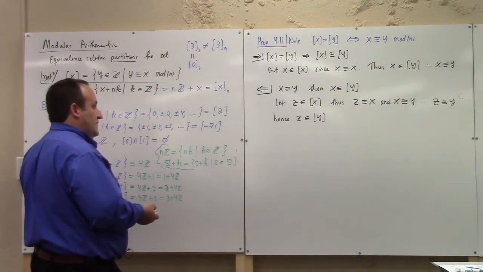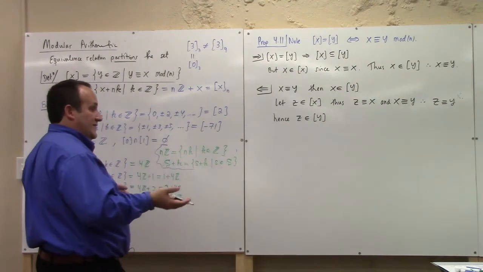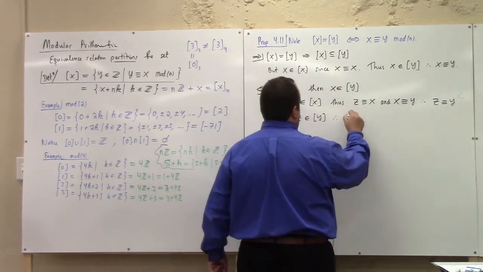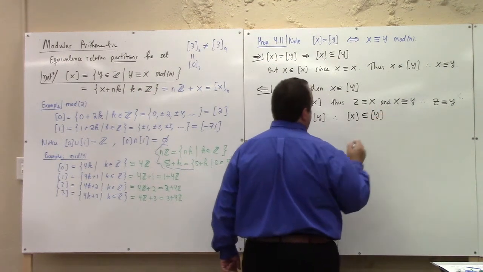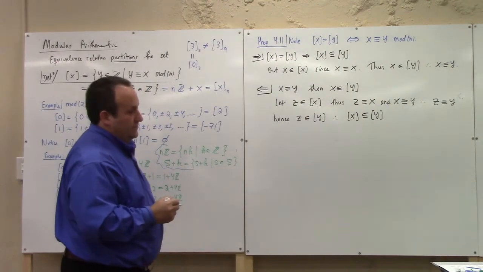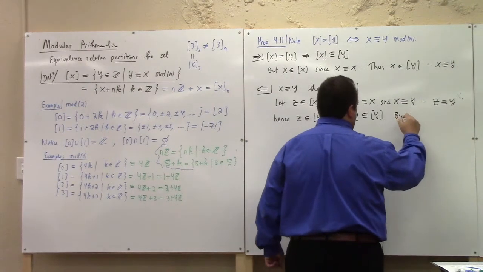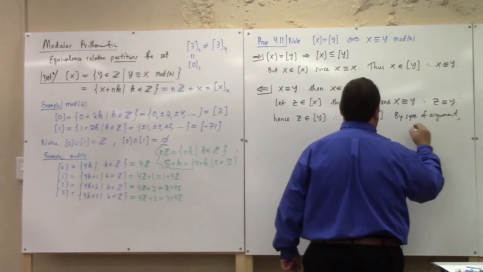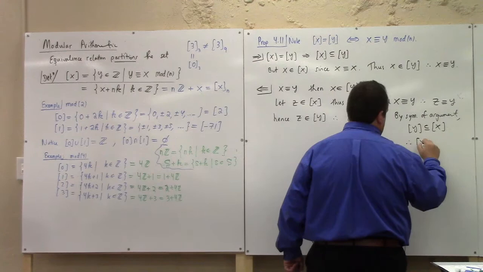So what did I just do? I picked an arbitrary element in the equivalence class containing x, and I showed that it's an element of the equivalence class containing y. That proves that the equivalence class represented by x is a subset of the equivalence class represented by y. And by symmetry of argument, right? You can see that y's class is likewise a subset of x's. Therefore, this is equal to that. Okay.